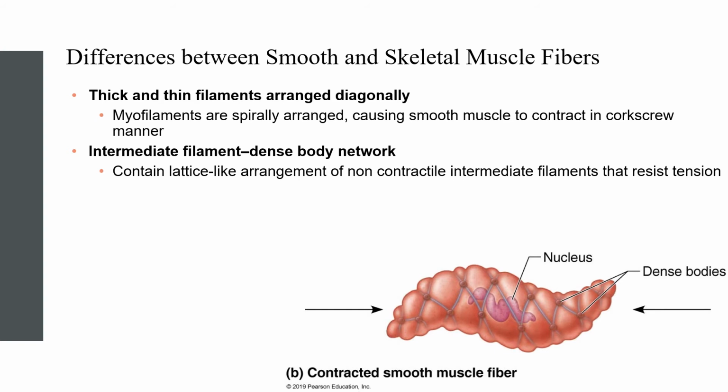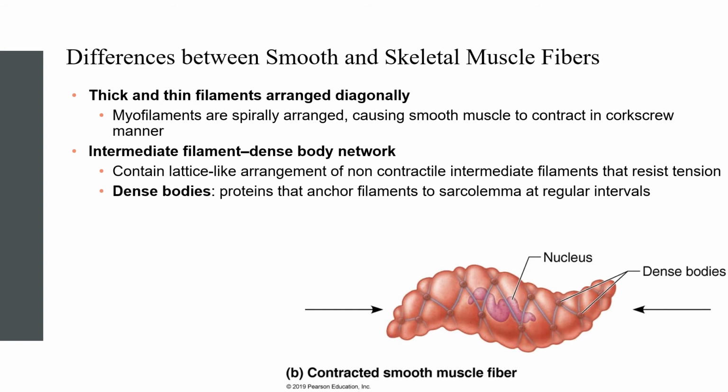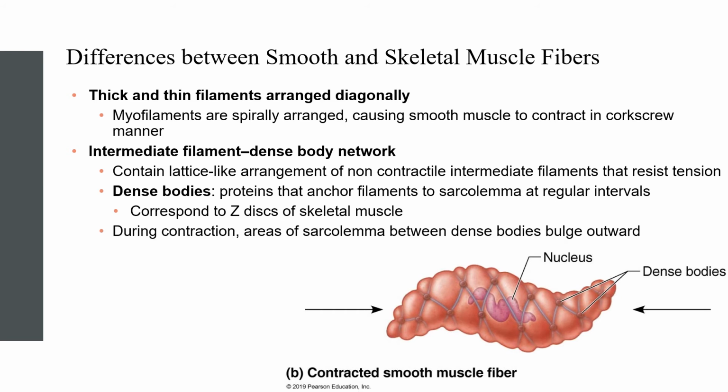And so these intermediate filaments will actually resist the tension. We also have these dense bodies, which are proteins that anchor the filaments to the sarcolemma. They're very similar to what we see in the Z-disc of skeletal muscle, so kind of making sure that things don't move too far away and they're in the right place so that they can have an actual contraction take place.